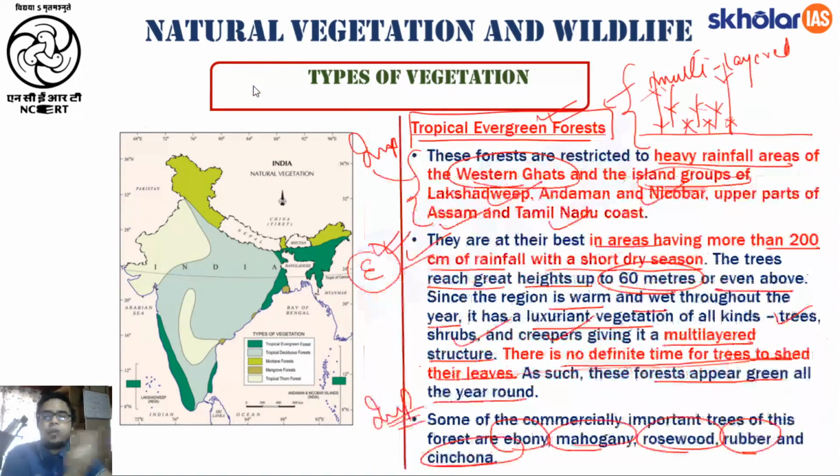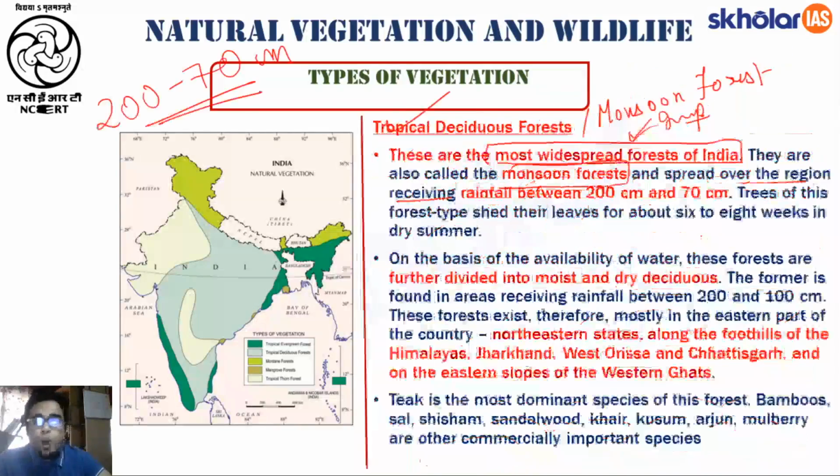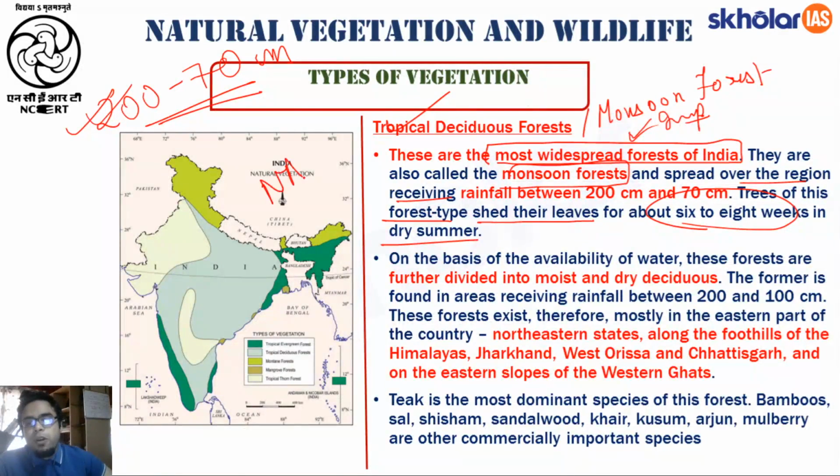And if I go back to your tropical evergreen, it was found in areas which were receiving more than 200 centimeter of rainfall, and in areas where we will have 200 to 70 centimeter of rainfall, we will find tropical deciduous forest. And trees of this forest type will shed their leaves for about 6 to 8 weeks in the dry summer, and therefore during the summer times this type of forest appears to be naked, and therefore they are not evergreen.